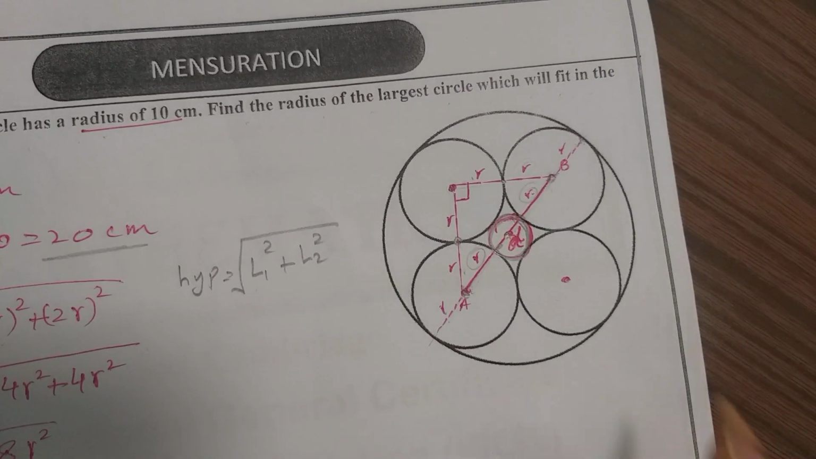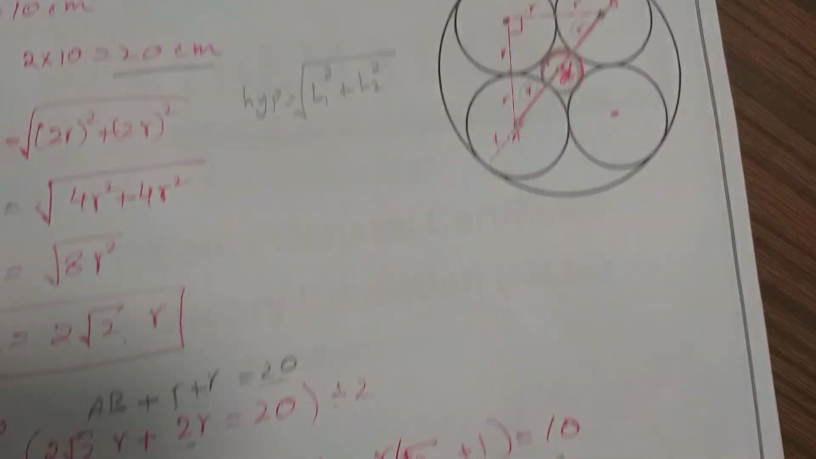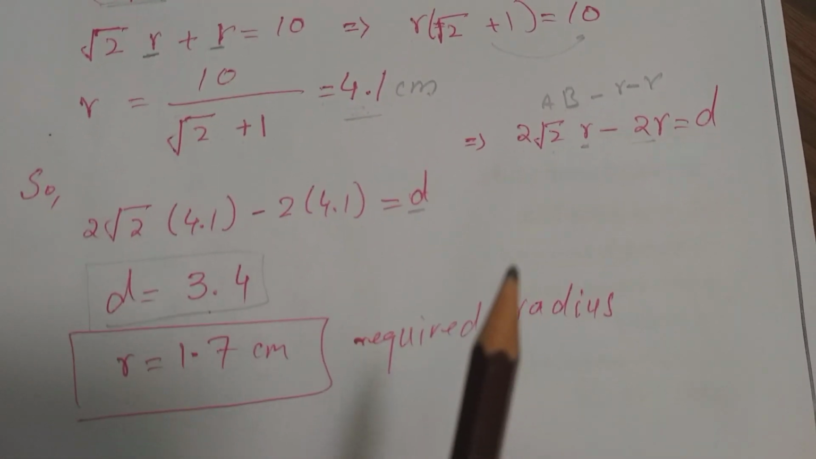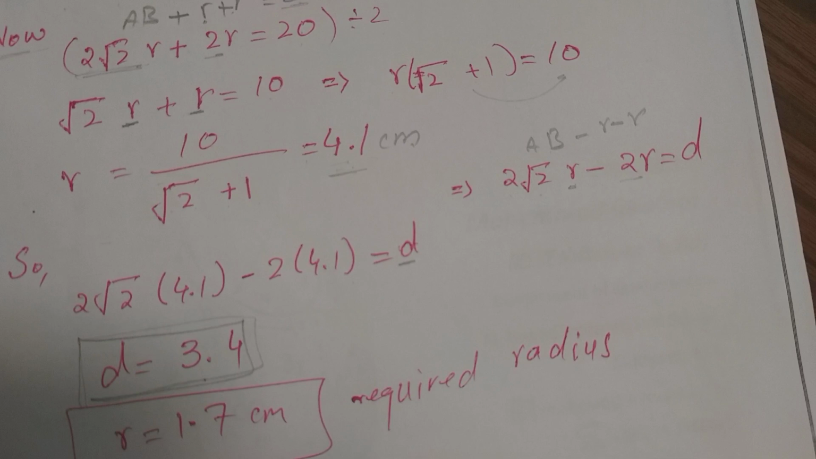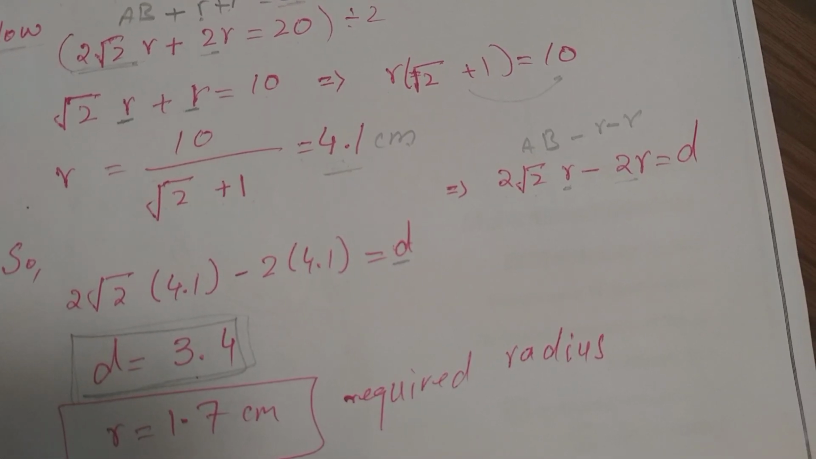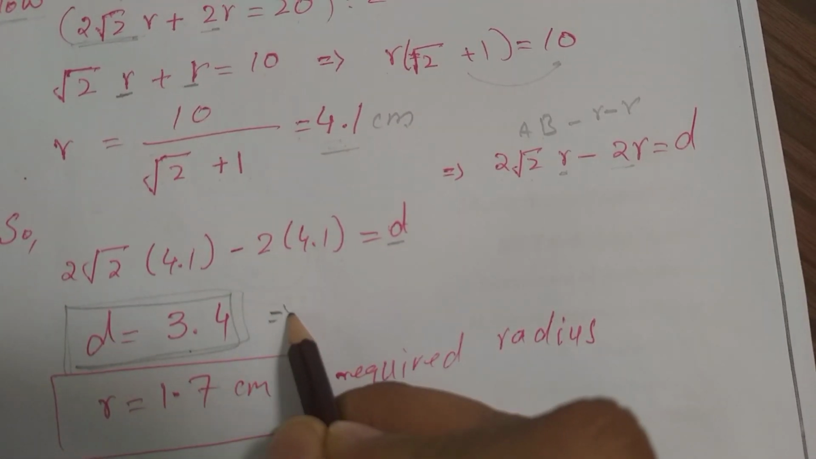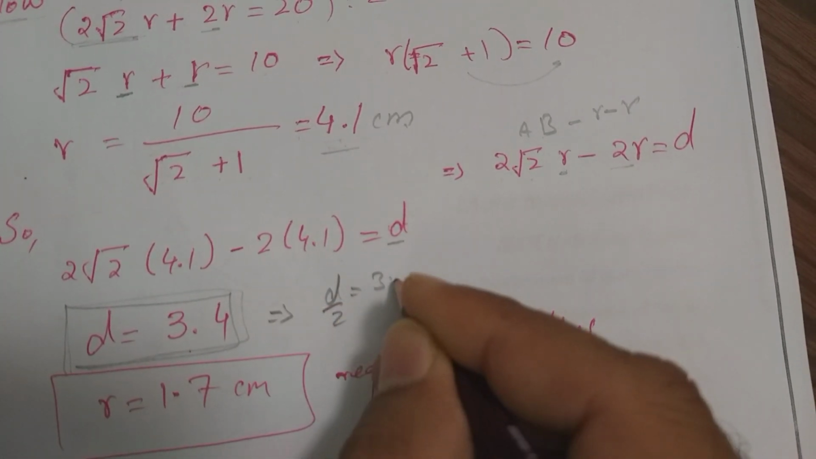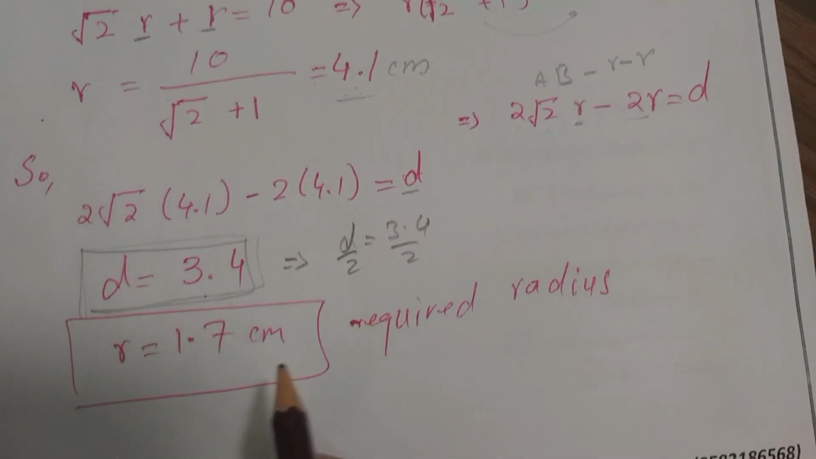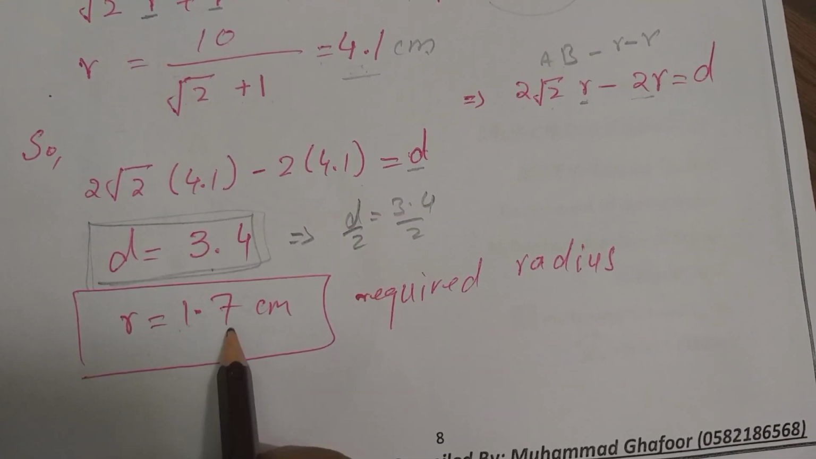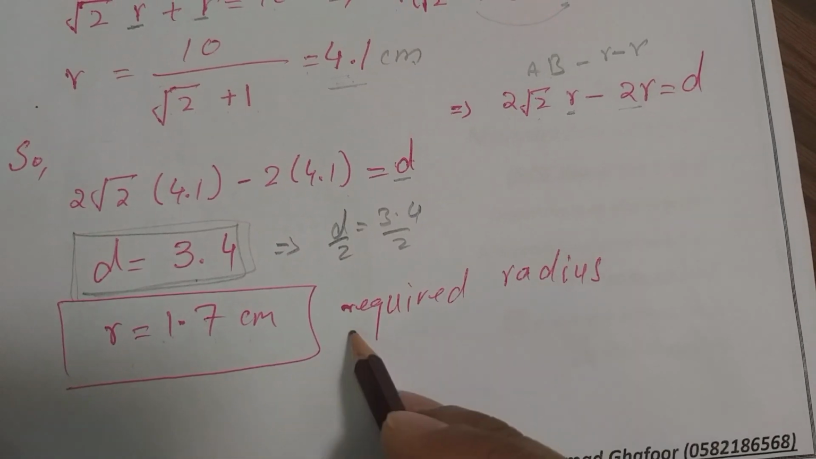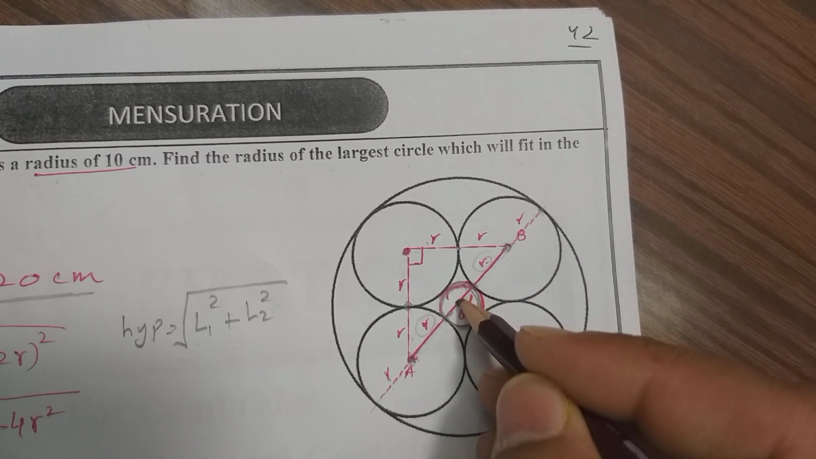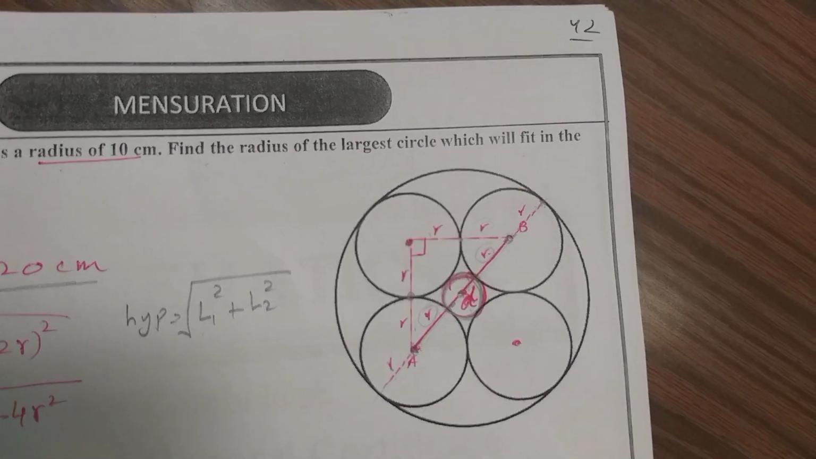So we found the diameter of this circle is 3.4. But we need to find the radius of the smaller circle, so divide both sides by 2. You find r equals 1.7 centimeters, which is the required radius of the given small circle.